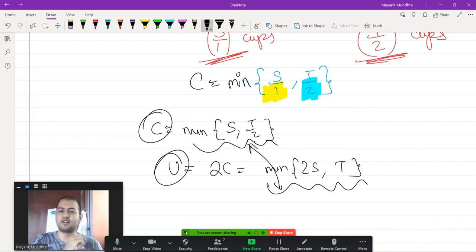Okay, so cutting chai is half cup. So if you can make c cups of tea, you can make 2c cups of cutting chai. Okay, so let's say u represents the amount of cutting chai. So you're multiplying the number of cups with half cups.